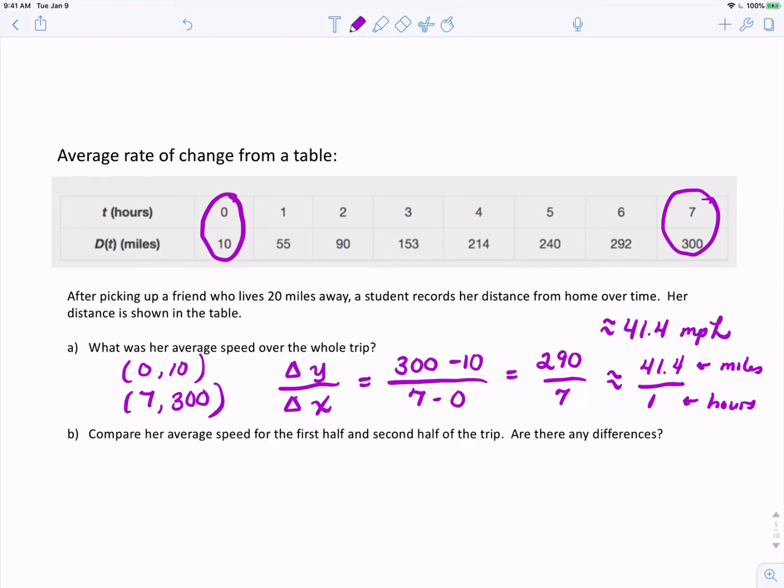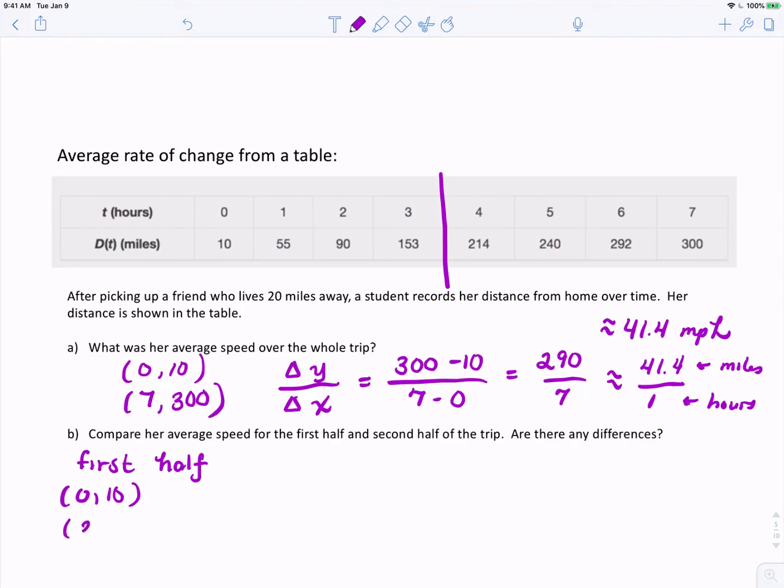Compare her average rate of speed for the first half and the second half of the trip. So now, instead of looking at the whole trip, we're only looking at two parts, the first half and the second half. If we look at our table, hours 0 through 3 would be the first half, and then hours 4 to 7 would be the second half. So for the first half of the trip, we have the points (0, 10) and (3, 153). So again, if we find the slope, the average rate of change, that's going to be 153 minus 10 divided by 3 minus 0. And if we work that out, that's 143 divided by 3.